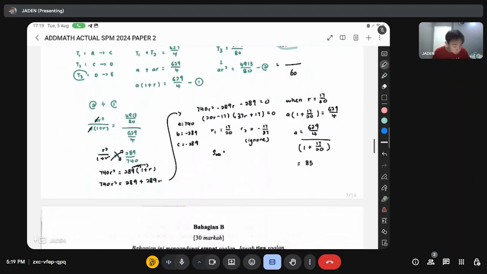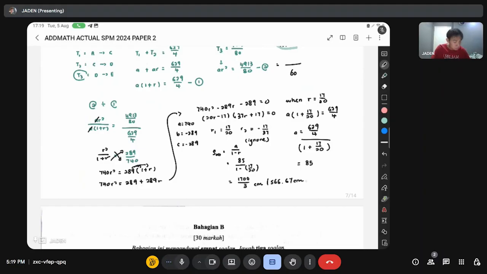So sum to infinity is A over 1 minus R. Your A value is 85. 1 minus R value is 17 over 20. So the calculation here gives you the answer 1700 over 3 cm. This is the total distance travelled estimated through the formula of sum to infinity. So 1700 divided by 3, how much is that? That's around 566.67.